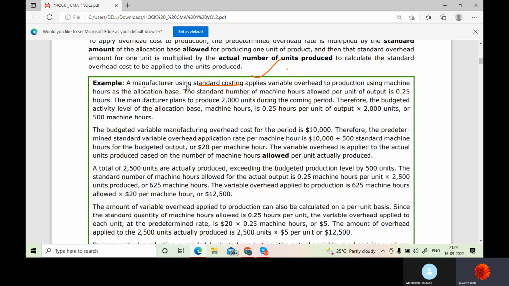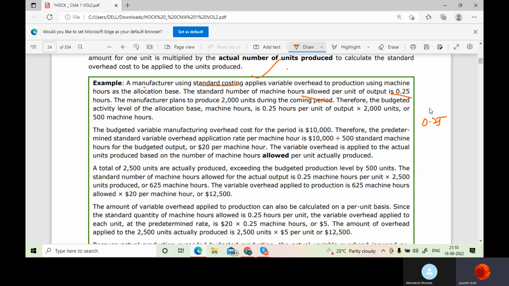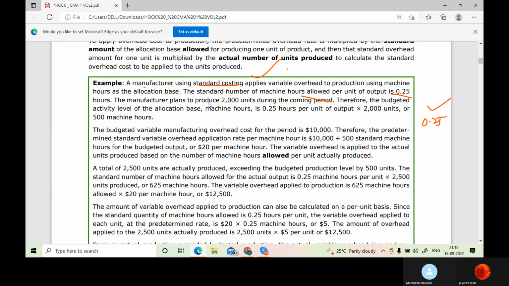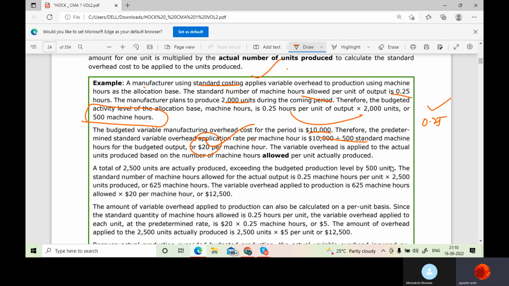So a manufacturer using standard costing applies variable overhead to production using machine hours as the allocation base. The standard number of machine hours allowed per unit is 0.25 hours. So 0.25 hours is the standard, which you can use as a standard input for actual output. The manufacturer plans to produce these many units, so multiply, and you'll get the total hours you'll be using for making these units. And the variable manufacturing overhead is this one. If you divide by the machine hours, you get the overhead rate.